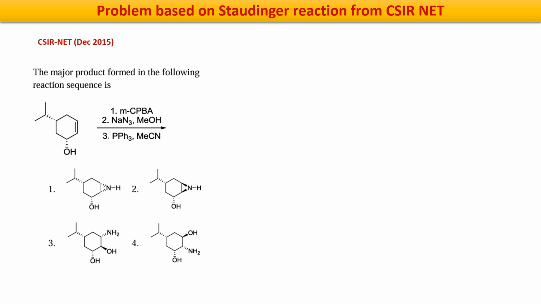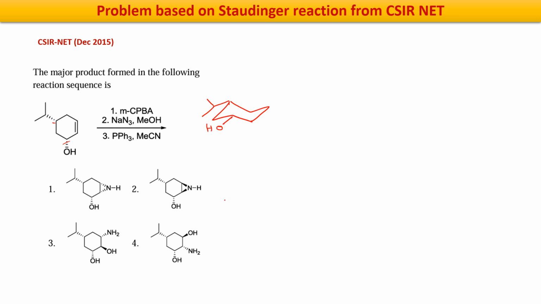Now we will discuss 2 problems from CSIR-NET where you can see the application of this Staudinger reaction. So here we have 6-member ring where you have double bond and OH. So this is allylic alcohol. Look at the reagents. The first reagent is mCPBA. So if I am writing this in chair form, this isopropyl group we have to keep in equatorial, and these 2 positions are 1, 3, it is cis, so OH will be equatorial.